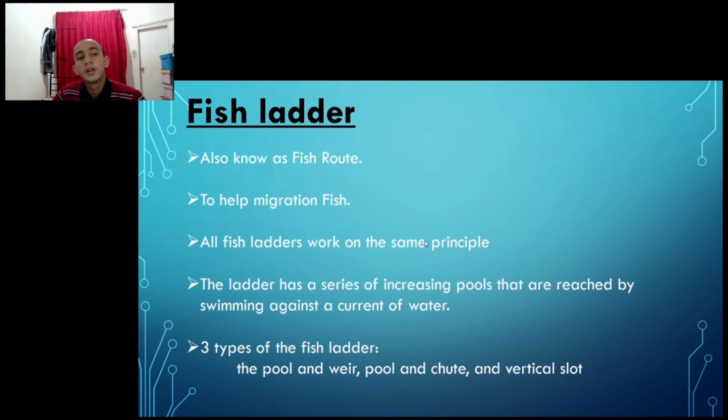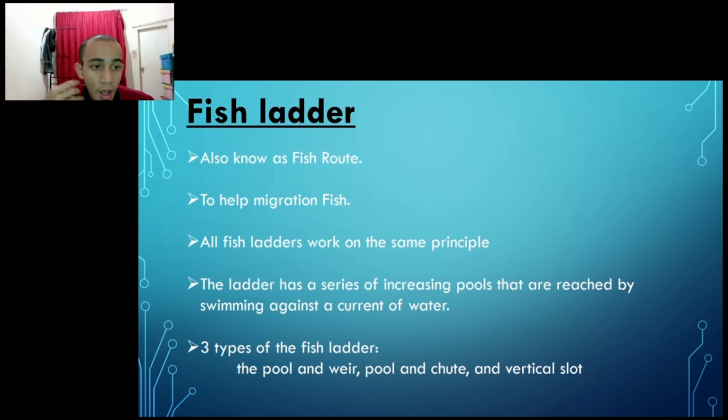Okay, about the technology, the fish ladder. A fish ladder, also known as a fish route, functions to help the migration of fish. When we build a dam, there will be pros and cons to nature. The con for the fish is that they cannot pass along the river because the dam blocks them. So this fish ladder helps fish to pass through the dam.